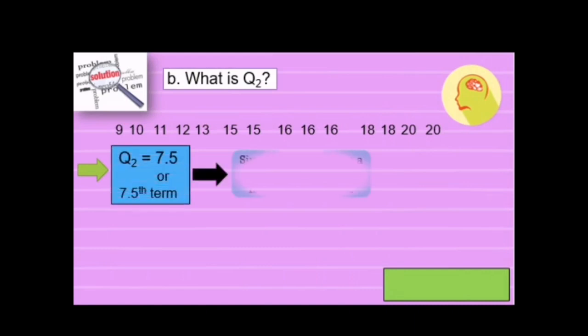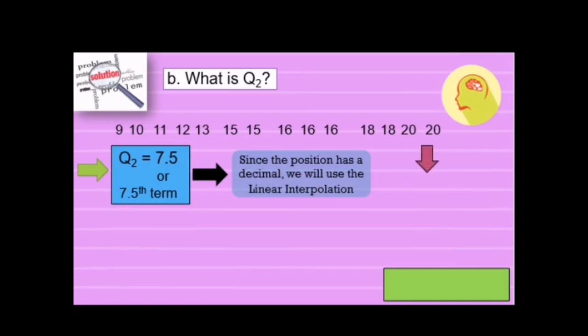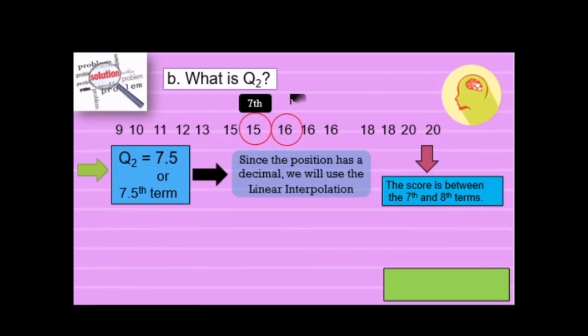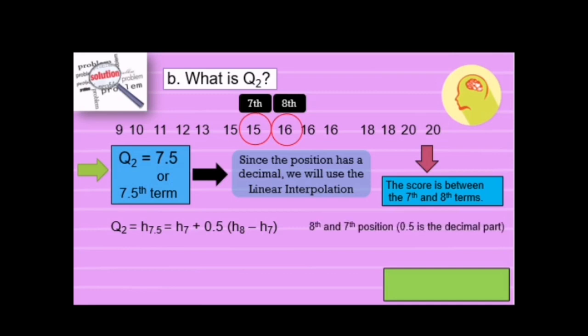Since our quartile 2 or the position has a decimal, we will use the linear interpolation. So meaning, the score is between the 7th and the 8th terms. So this will be the 7th term and this will be the 8th term. Next, we will substitute that value to the given formula. So if we are using the linear interpolation, this will be the formula. Quartile 2 is equal to h sub 7.5 and that will be equal to h sub 7 plus the decimal part, which is 0.5, multiplied by the difference between h sub 8 minus h sub 7.